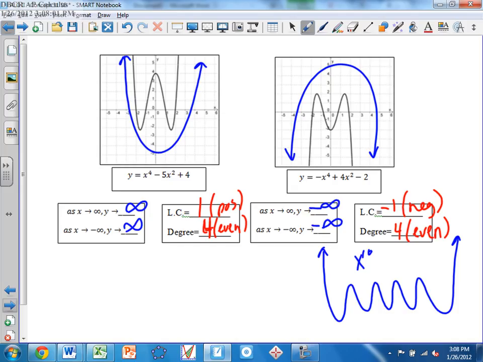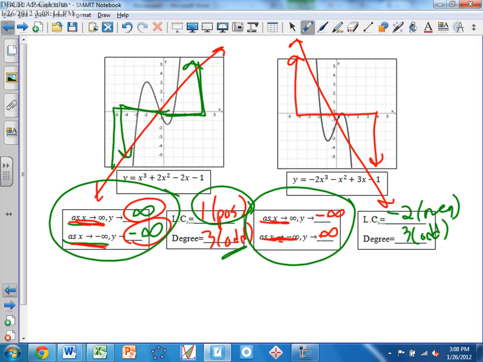If it's even with a positive coefficient, there's a positive here, we look over here and we think about a parabola going upward. And they both open going upward. It's the same rules. So even functions, think of a parabola. For odd functions, think of a line. Think of the red line that we drew over these graphs here.